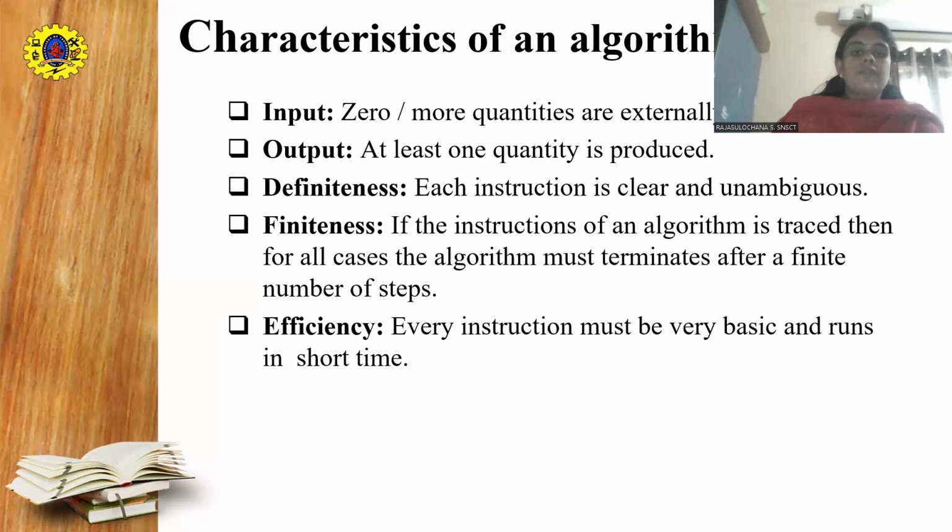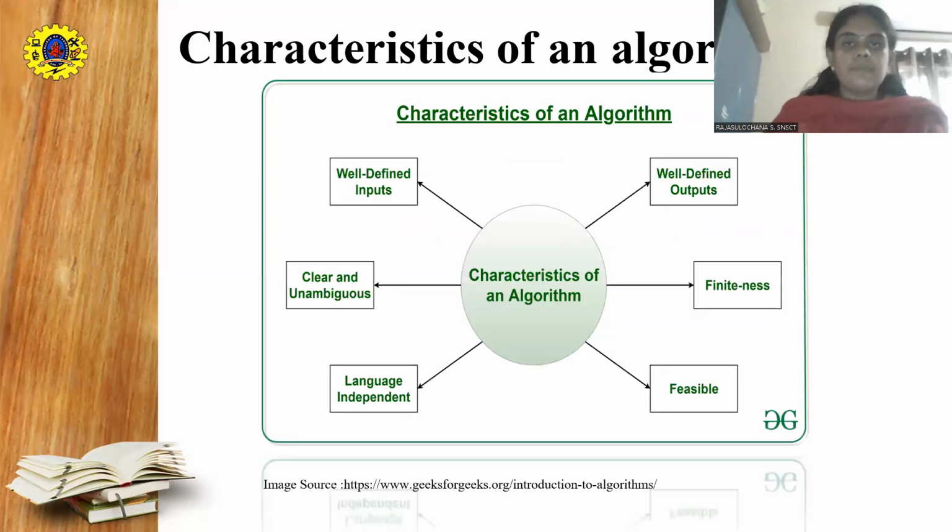And by means of finiteness, the algorithm should terminate in a finite amount of time. So it should not loop. The main characteristic of an algorithm is that it should not loop. So it should terminate in a finite number of steps. And the last characteristic is efficiency. By efficiency, as we have discussed in the previous lecture series, it deals with time and space complexity. So the algorithm should be able to run in a short span of time. So these are the various characteristics of an algorithm.